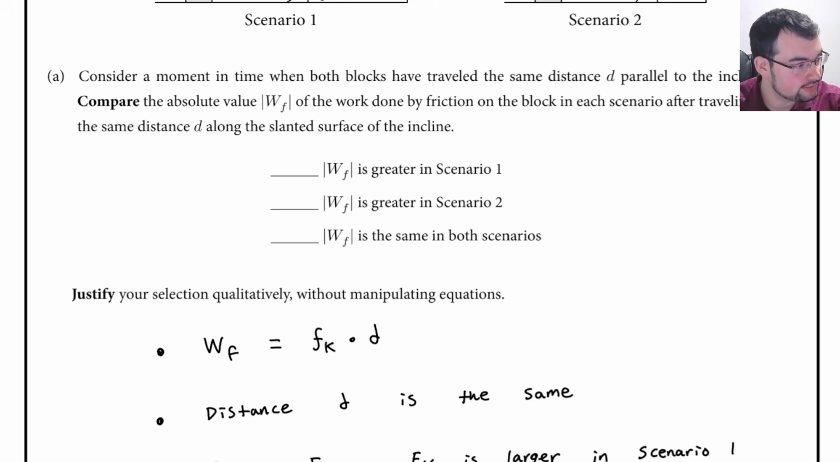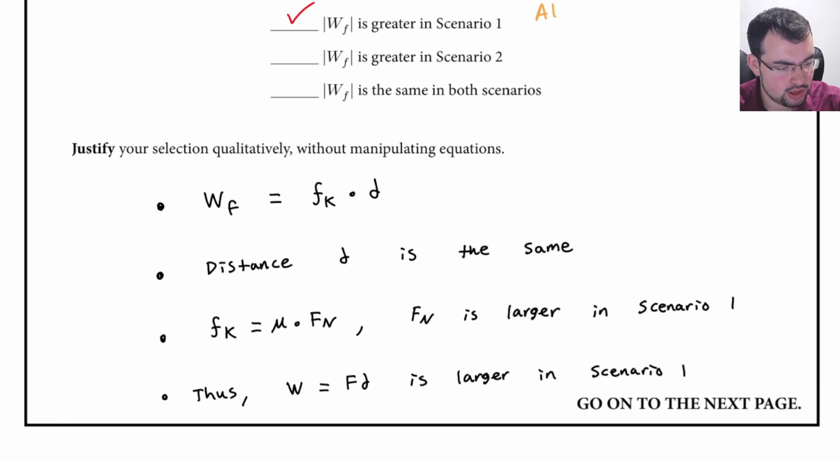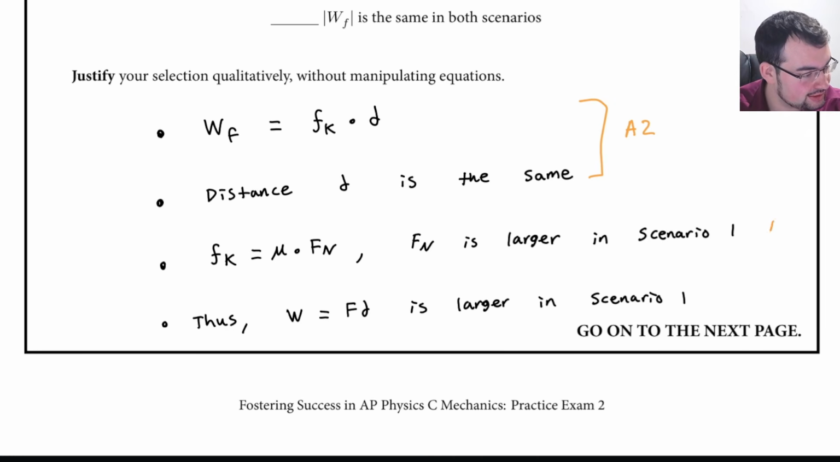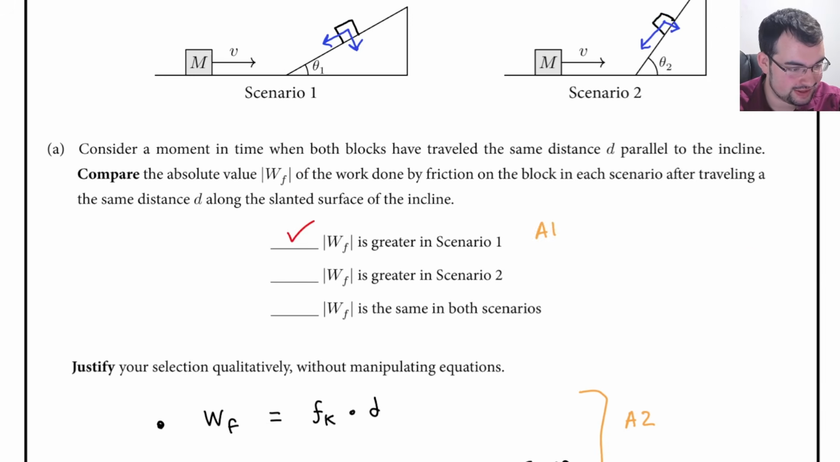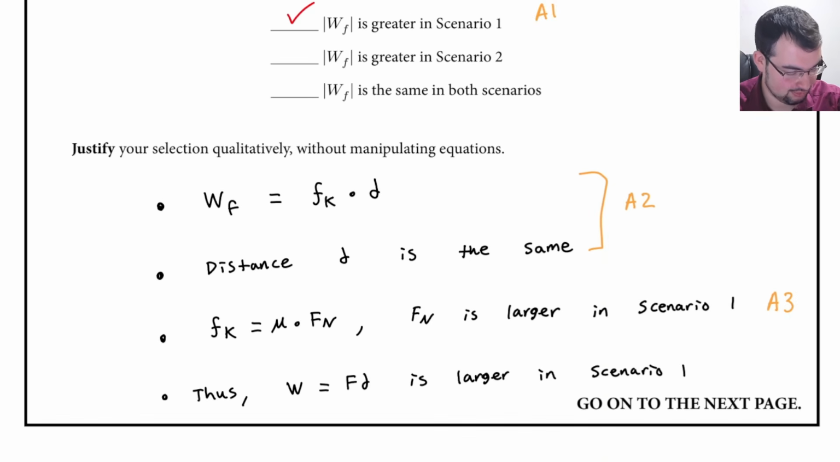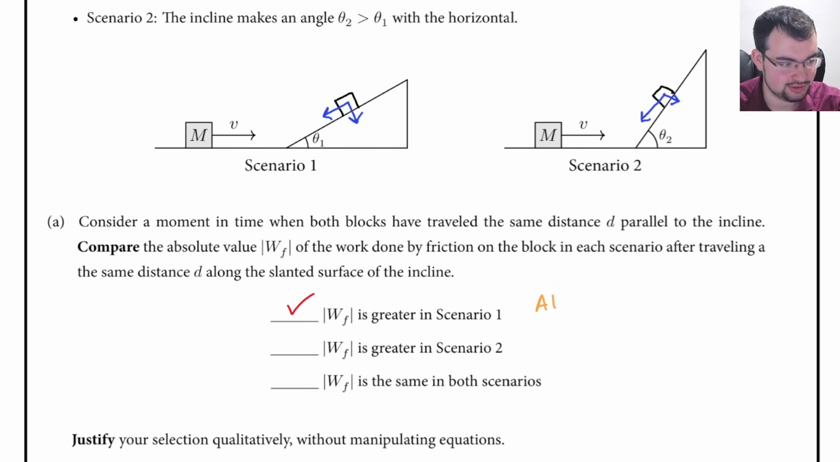Okay, how'd you get your points here? Well, checkbox gets you a point. So that's A1. You get a point for saying work done is force times distance and distance is the same. So these two lines combined get you A2. You did have to say distance is the same because that is important for comparing here. And then you also had to say that normal force is greater in scenario 1. So if you said normal force is larger in scenario 1, you do get that point. So we're just looking for these lines, right? It doesn't have to really be the arguments. We're grading the physics facts that you're citing. So I thought this was kind of a tricky justification.